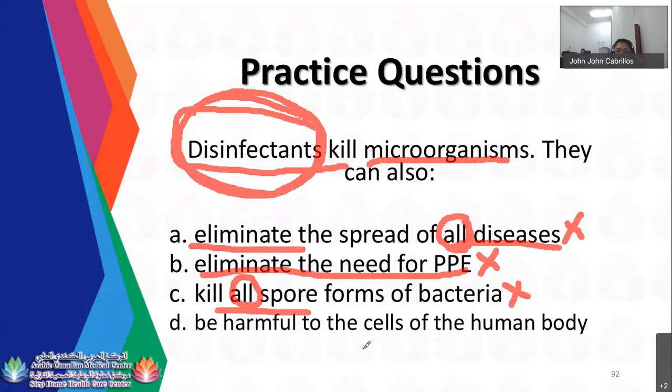Be harmful to the cells of the human body. So this is not. Okay. You need to read each question and eliminate it one by one. Do not answer automatically. You need to weigh each choice, rationalize, and cross out. Anyway, we will have practice questions. I think 50 questions in one session.